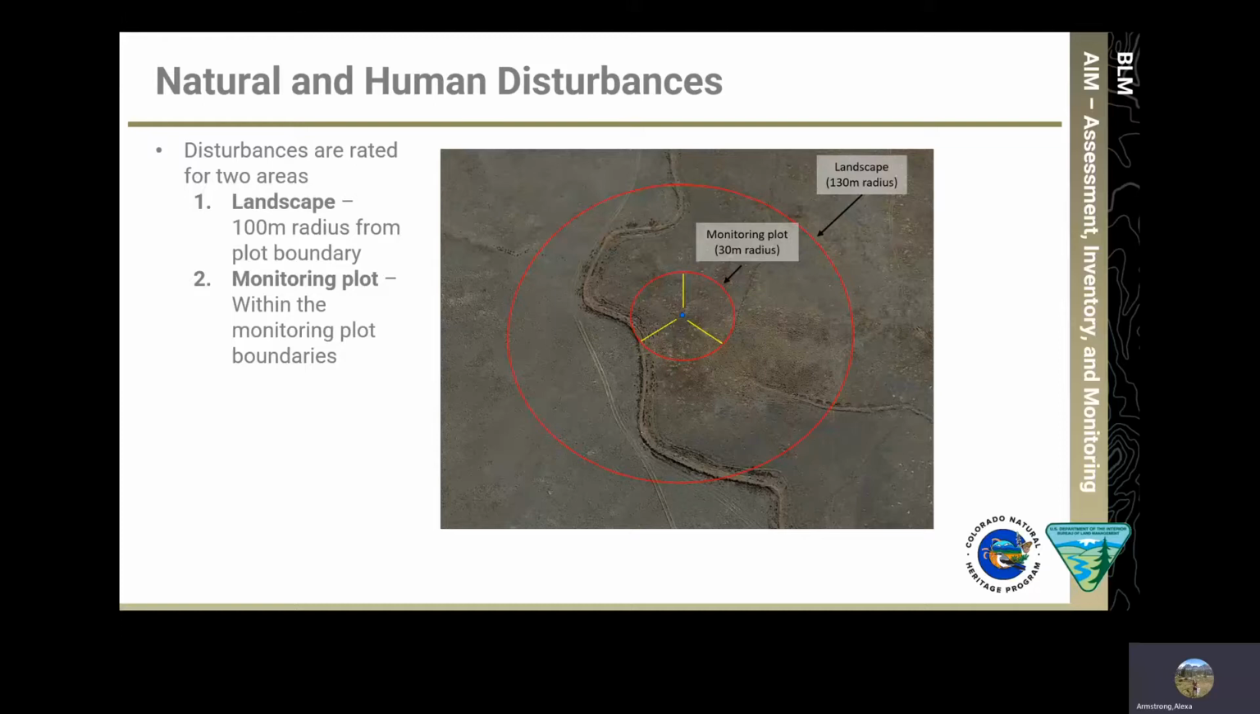Disturbances are rated for two areas. First, on the landscape scale, which is the 100-meter radius surrounding the plot boundary. And second, within the monitoring plot. In this example, the monitoring plot is laid out in a spoke. The landscape encompasses the 100-meter radius from the plot boundary, which is a 130-meter radius from plot center. The monitoring plot encompasses the 30-meter radius from plot center.